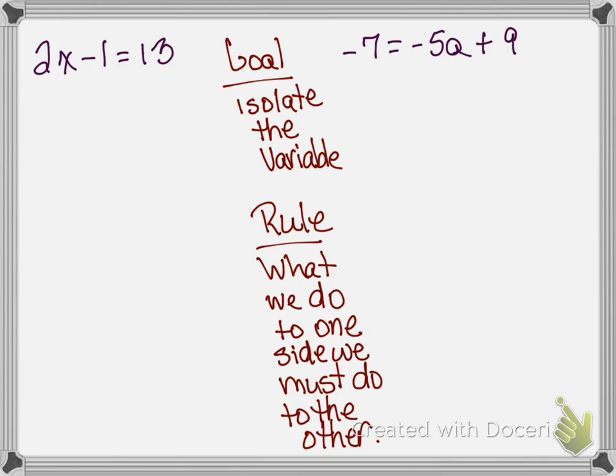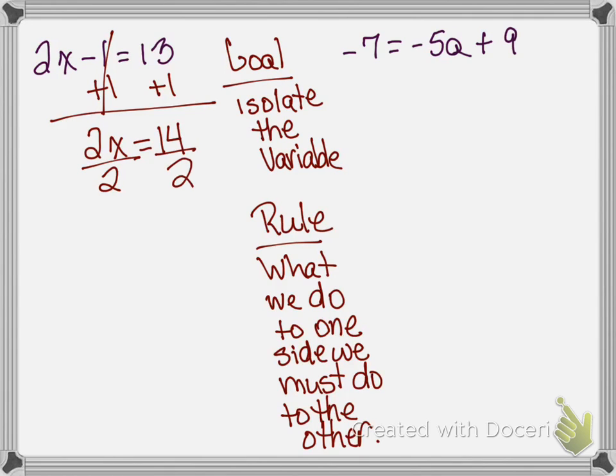Okay, so our first one here is 2x minus 1 equals 13. So the first thing that I'm going to do is I'm going to get rid of that negative 1. How do I get rid of the negative 1? I add it. Good job. So I add 1 to both sides, and I'm left with 2x equals 14. Okay? What operation is going on between the 2 and the x? Multiplication. How do I get rid of that? Good. So I get x equals 7.